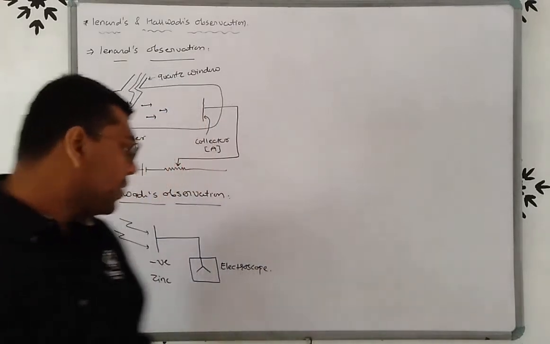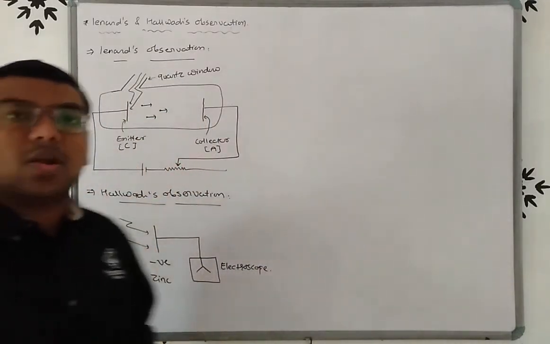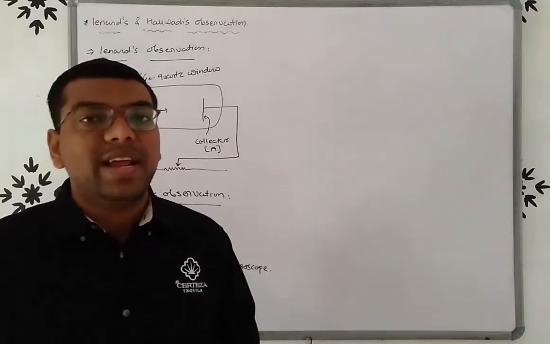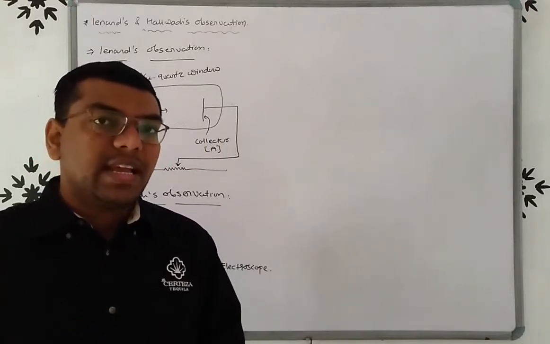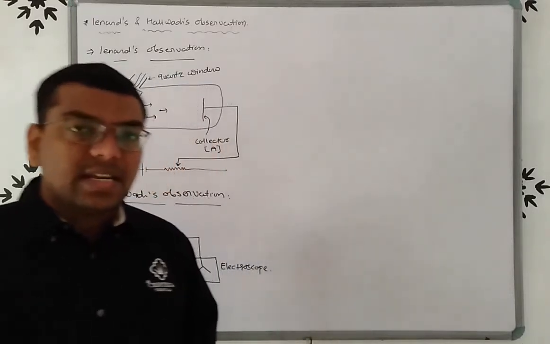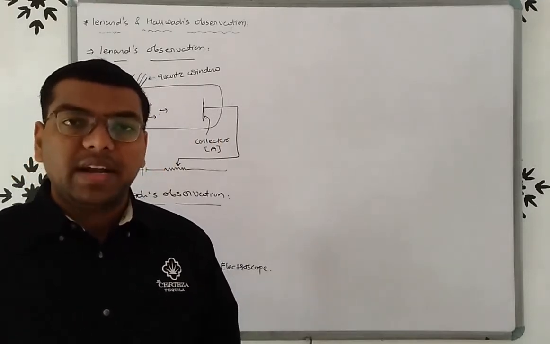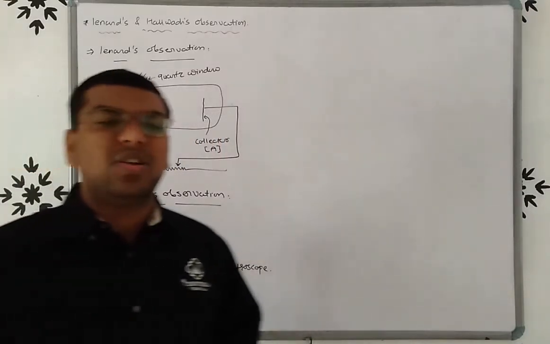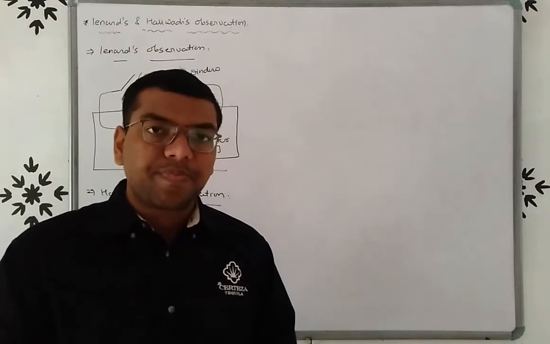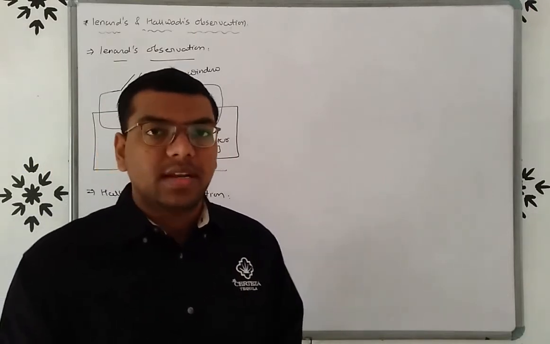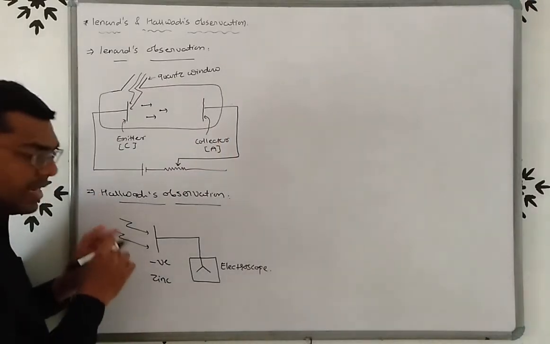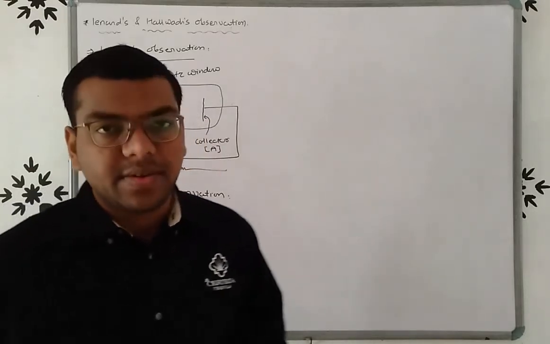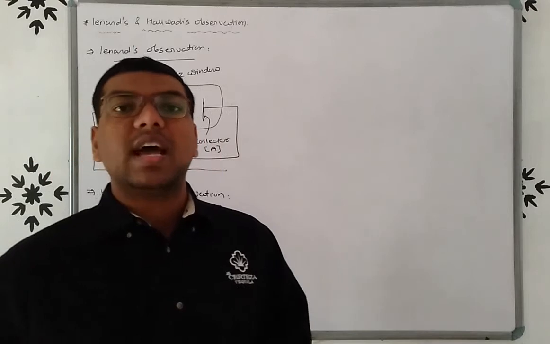Second observation, if the UV rays are incident on the uncharged zinc plate, then the charge on the plate increases. Once again I repeat, as the UV rays are incident on the uncharged zinc plate, the charge starts building up on the plate, or you can say the charge starts increasing. Third observation, if the UV rays are incident on the positively charged zinc plate, then the charge starts increasing on the plate. So these are the observations.